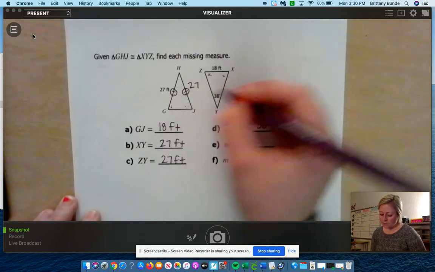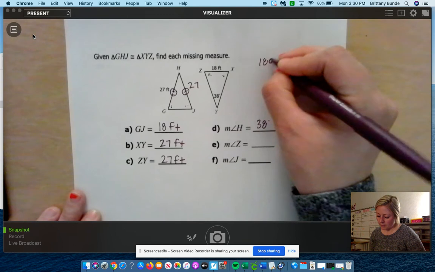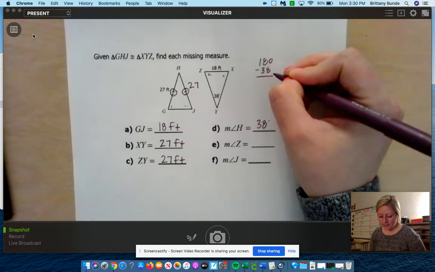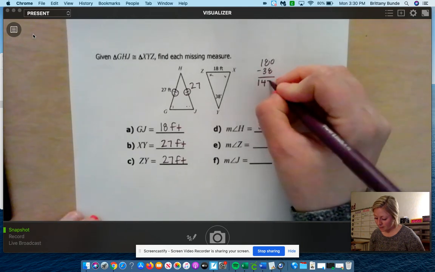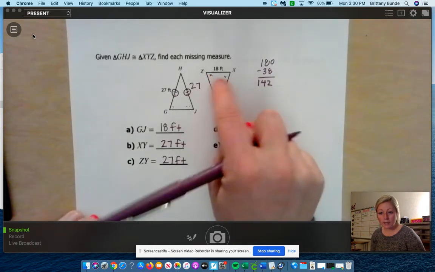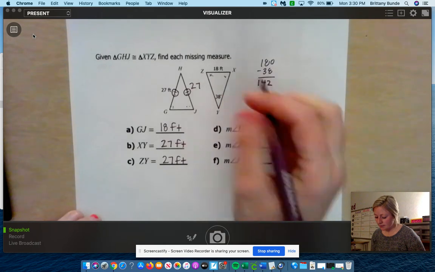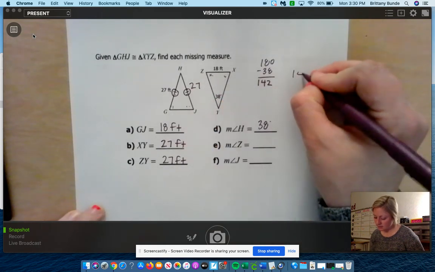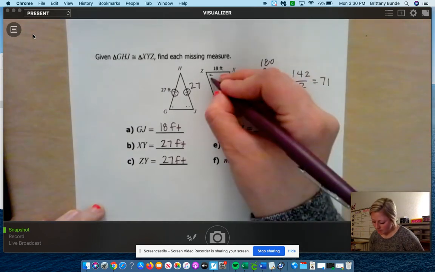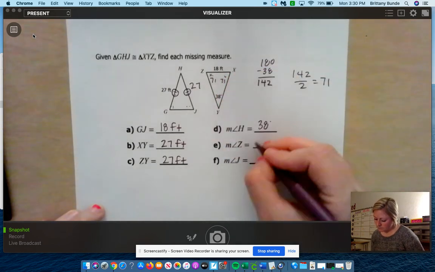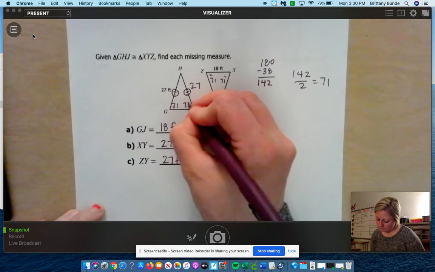So let's see what's left over of our 180 if we take 38 away. If I take 180 and subtract 38, we get 142, right? So now I have to split that 142 evenly between those two spots. So they're both 71, which means these are both 71.